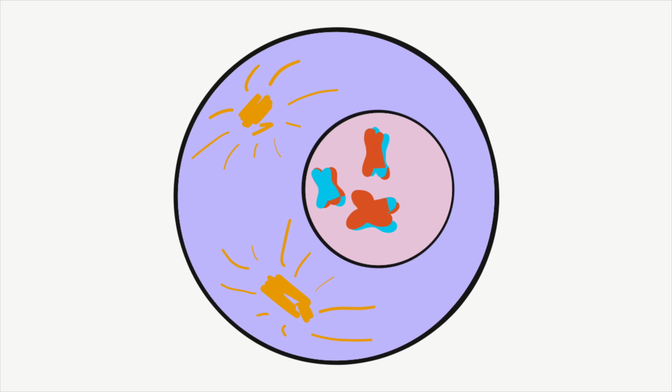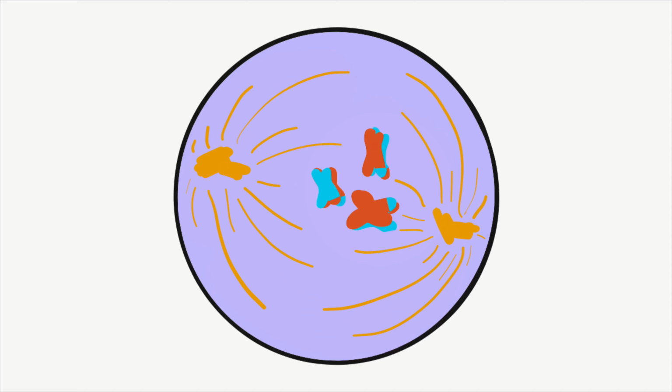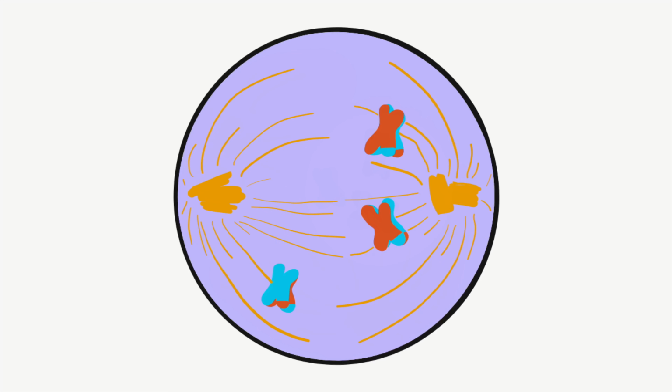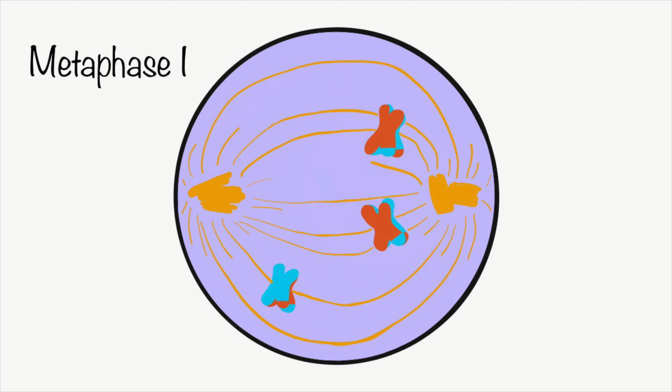After crossing over, the nuclear membrane surrounding the chromosomes disintegrates, with centrioles migrating to opposite poles, and then extending to form spindle fibers. The sister chromatids then attach to the spindle fibers in prometaphase 1. Next, I'm going to go through metaphase 1.